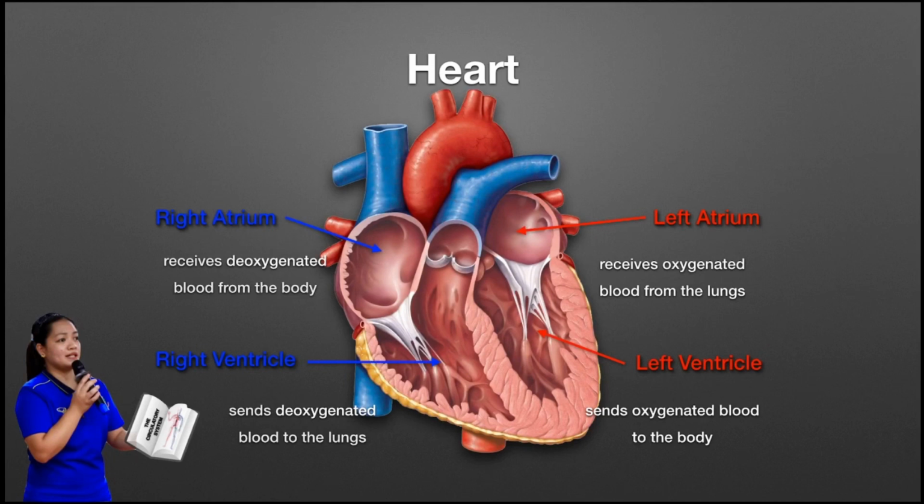In general, the right side of the heart receives deoxygenated blood which has circulated around your body, and then it pumps this to your lungs where it picks up a fresh supply of oxygen, and then the blood returns to the left side of the heart, ready to be pumped to your body.